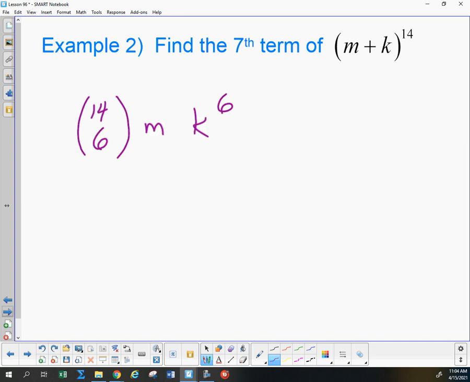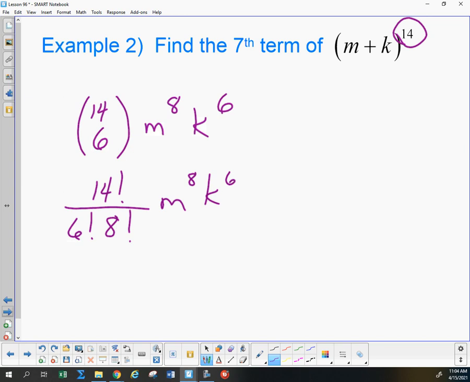Nate, what do my exponents need to add up to? They need to add up to 14, our original exponent. So everybody, what does m have to have for an exponent? So now all we need to do, and you guys are going to do this with your calculators for me, we have to write down that that notation means 14 factorial over 6 factorial, 8 factorial. And now you guys punch that part into your calculator so that I know what actual number to put in front of m to the 8th, k to the 6th.